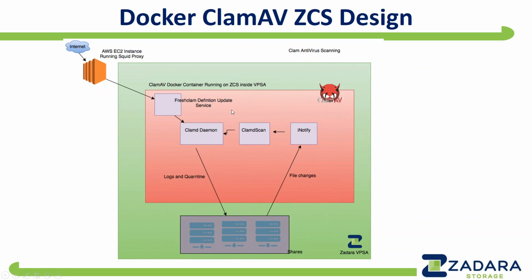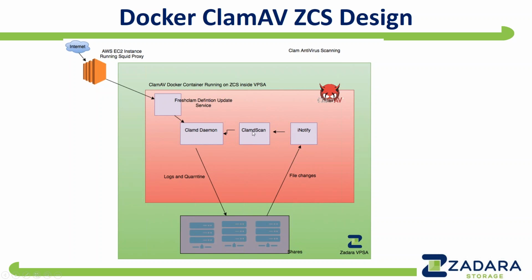In this little sketch diagram, you can see in the top left corner the EC2 instance running the Squid proxy with the internet. It's allowing freshclam to pull those definitions into the container, and then it updates the ClamD daemon, so that ClamD has the most up-to-date definitions for virus scans. So what does this clamdscan do?